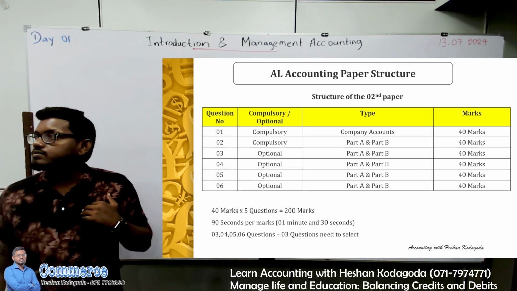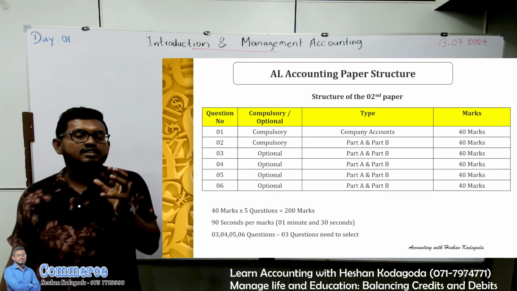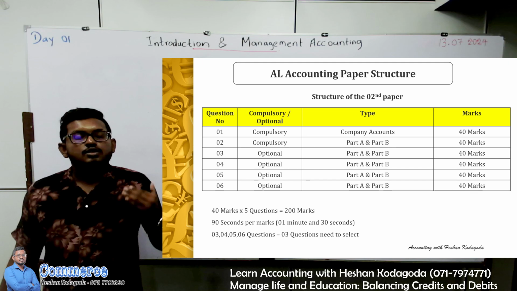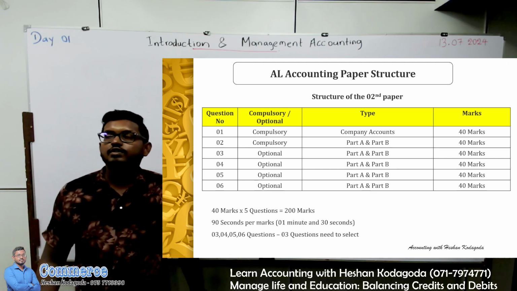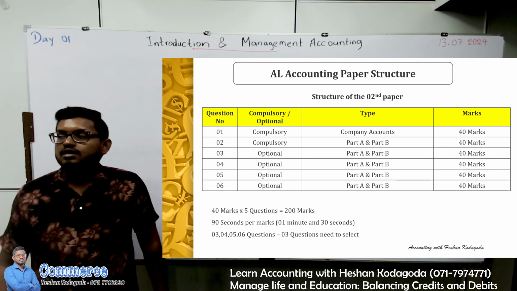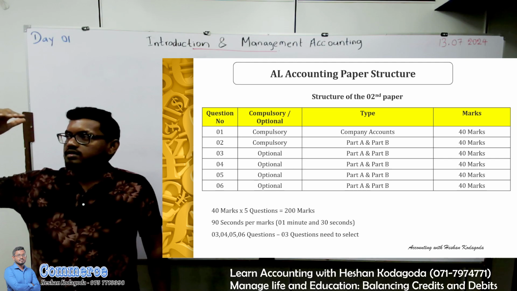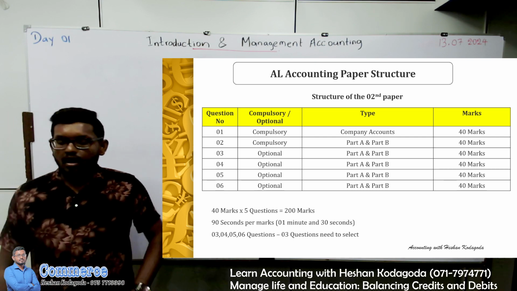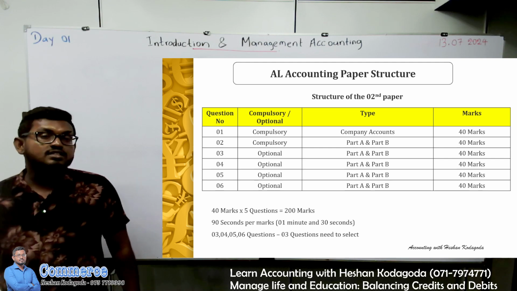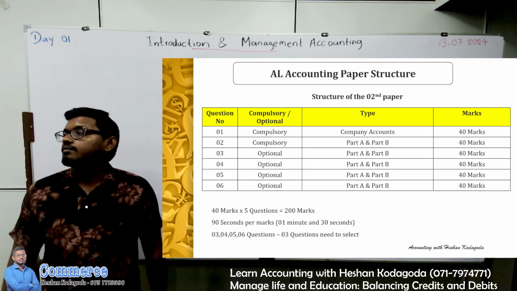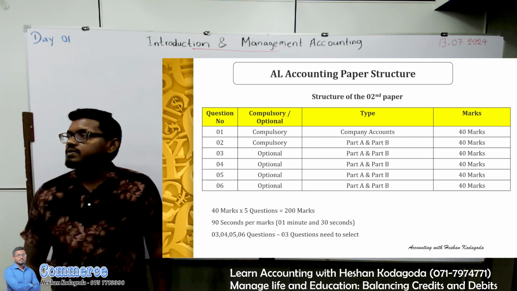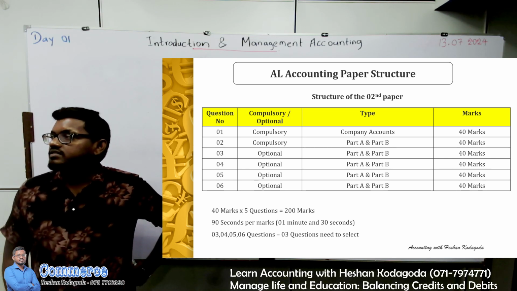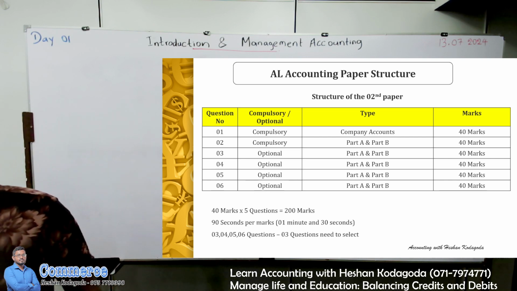And for the other questions, the question types are changing. From 2 to 6, there are part A and part B in each and every question. 40 marks for each question, but you can skip one out of questions 3, 4, 5, 6. Then 40 marks into 5 questions means 200 marks. That is 90 seconds per mark, which means 1 minute and 30 seconds, right? Out of questions 3, 4, 5, 6, you need to select 3. Hope you got the idea.